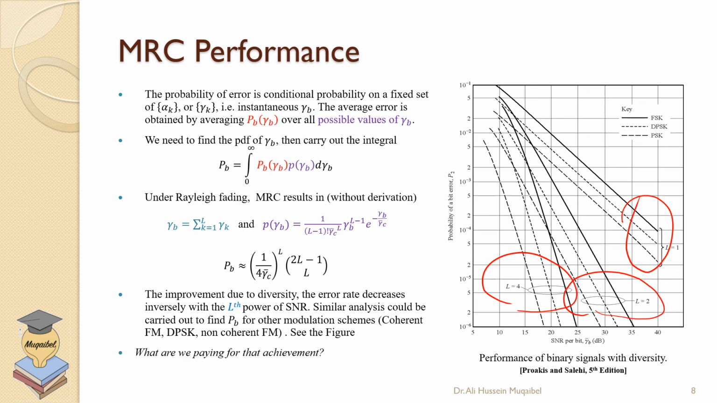What are we paying for this advantage? Of course, we are paying complexity in the system, because you have to send multiple times. If you look at diversity gain, then you're looking at complexity, and if you look at the array gain, then you need, of course, to increase the power also.